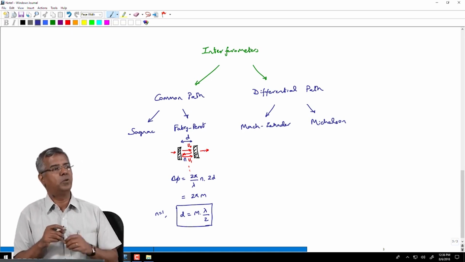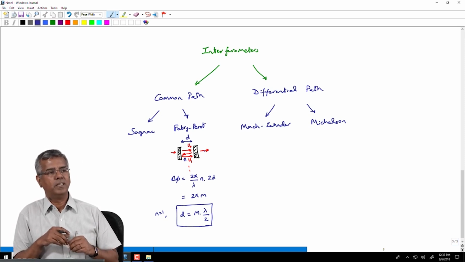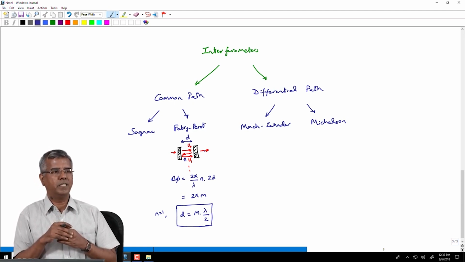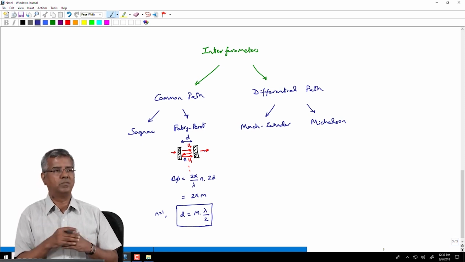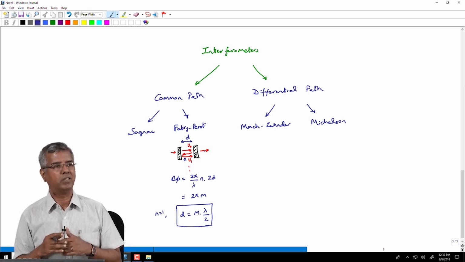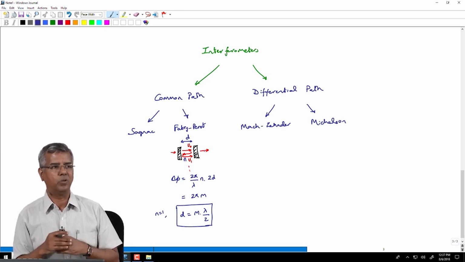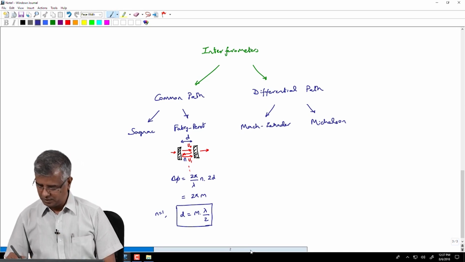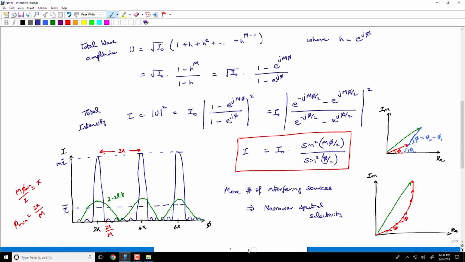So, if you are trying to build a very narrow band filter using a Fabry-Perot interferometer configuration, you will make the mirrors highly reflective, okay, and make sure that the losses within that cavity are very, very low. Actually, that is an interesting point. If you have loss, how would this look?